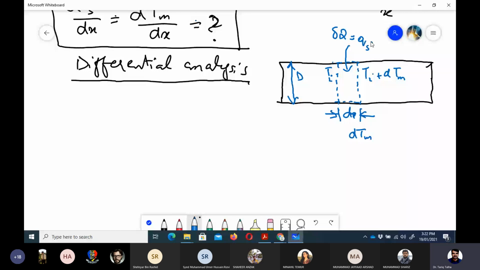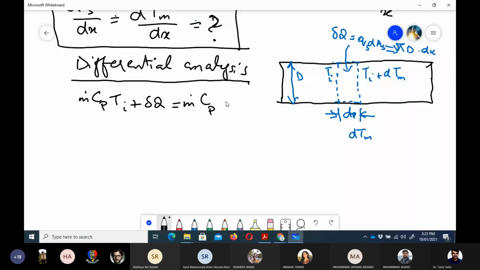What is the value of dS? That would be equal to pi d into dx, where dx is the thickness of this. Then if I apply the energy balance, I can write m dot Cp Ti plus delta Q is equal to m dot Cp (Ti plus dTm), right?